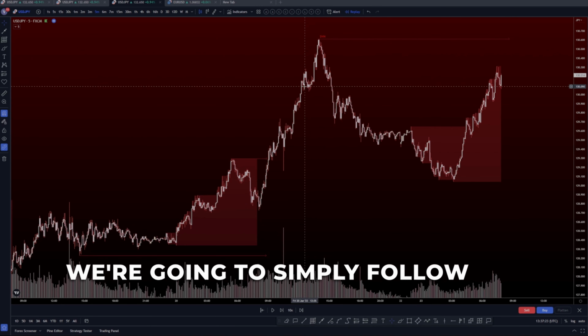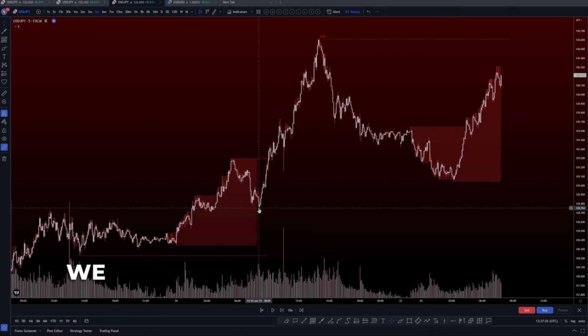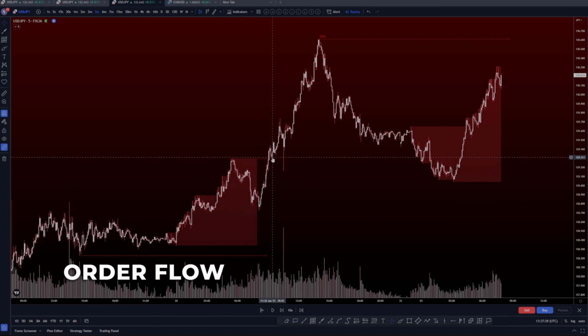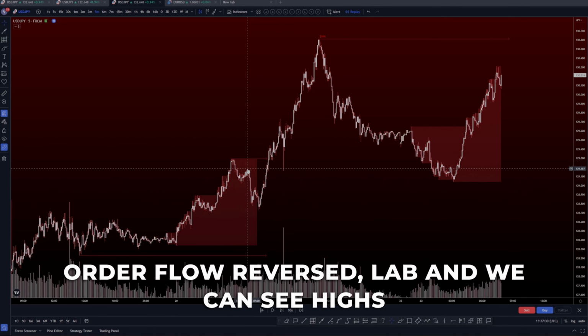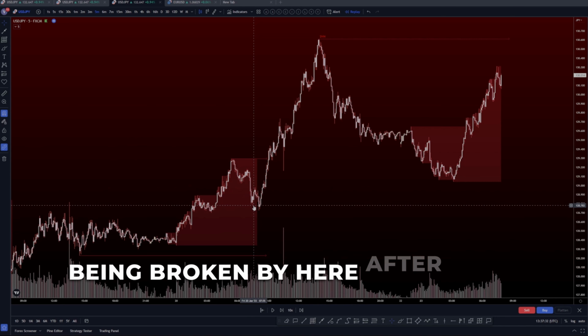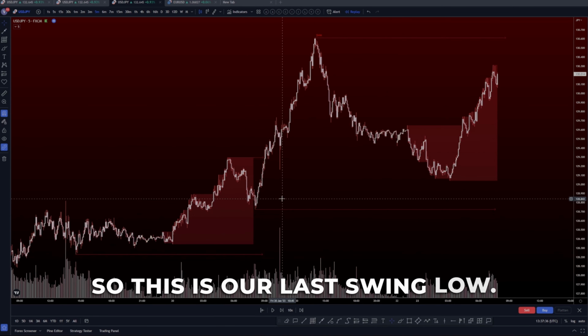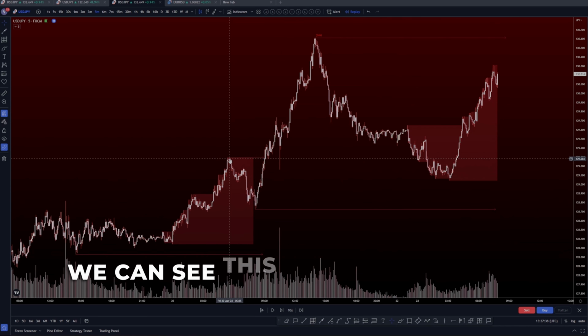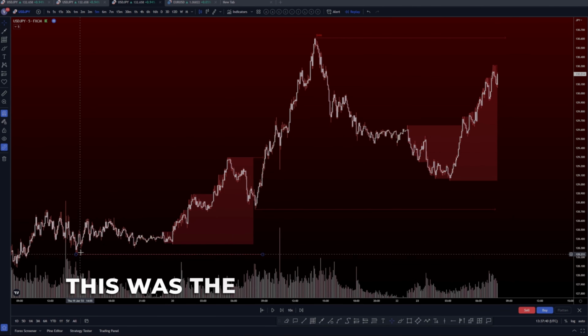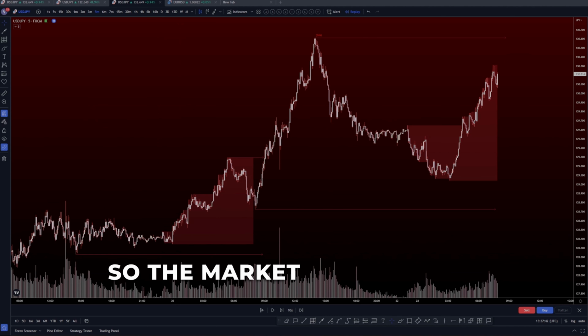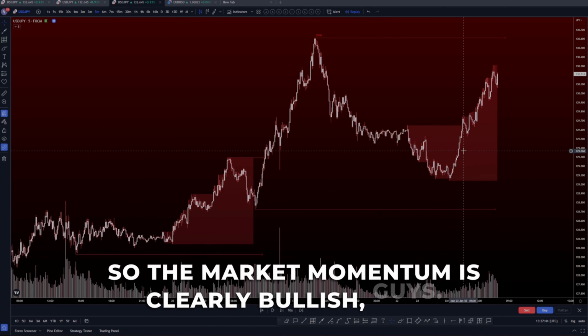We're going to simply follow the market back. We can see that this is where the last order flow reversal happened. We can see highs being broken by here after lows previously being broken. So this is our last swing low. We can follow the market back. We can see this was the previous swing high. This was the previous swing low. So the market momentum is clearly bullish, guys.